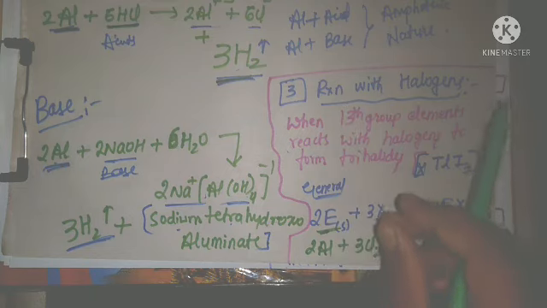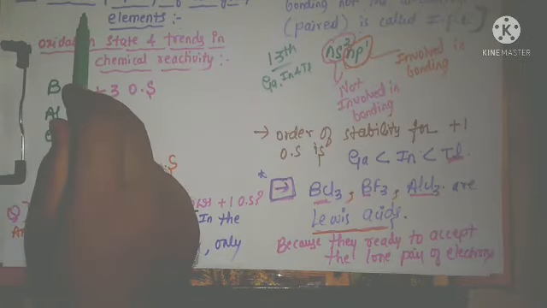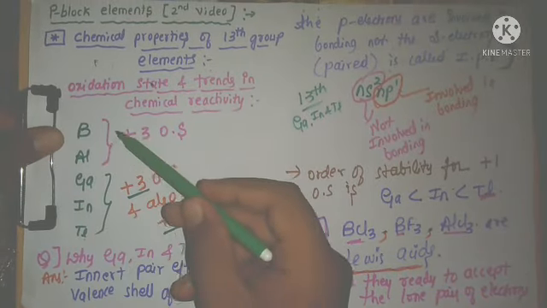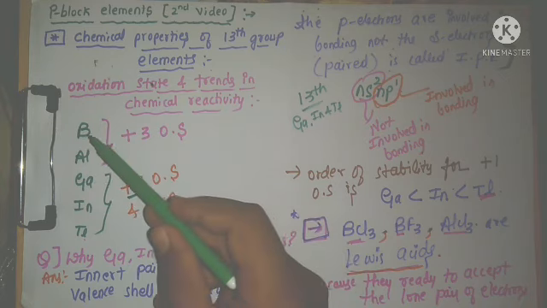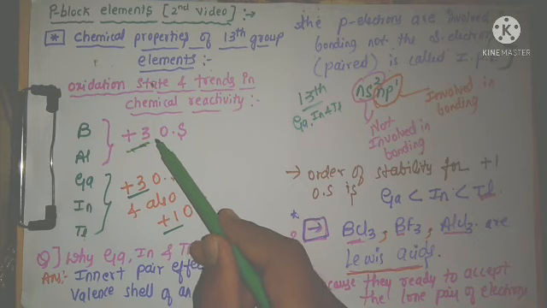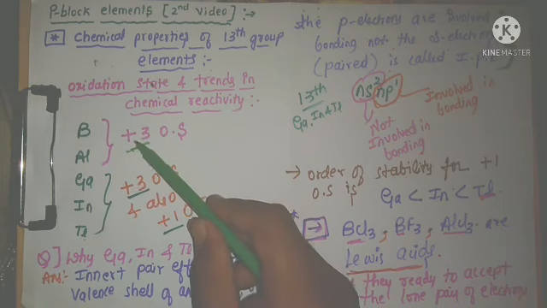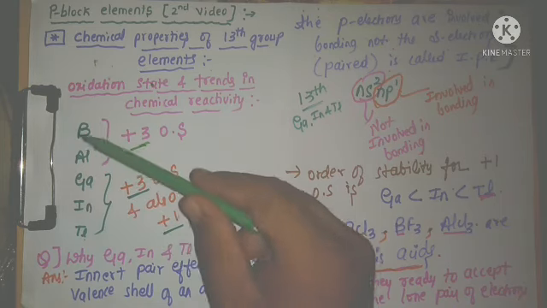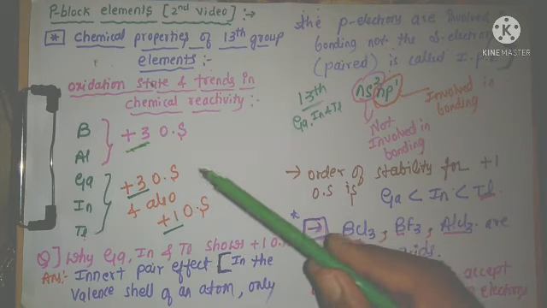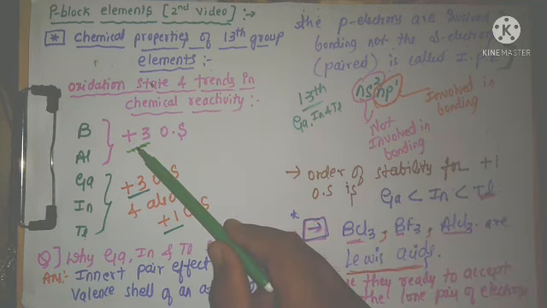Now this completes the chemical properties of the 13th group elements. What have we discussed? We started with the chemical properties of 13th group elements. In that we discussed the oxidation state and trends. All show the +3 oxidation state, because they all have 3 valence electrons: boron, aluminium, gallium, indium, thallium. If they lose electrons or form bonds with other atoms, the oxidation state is +3, right?